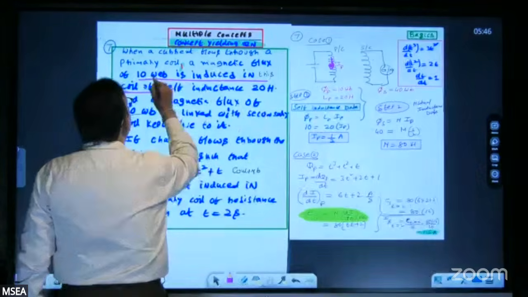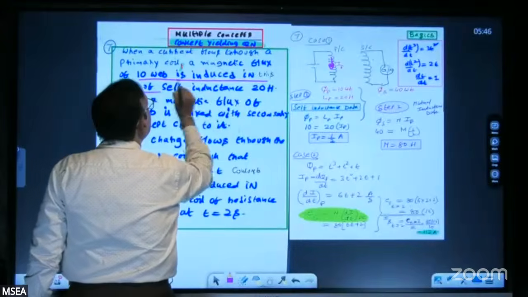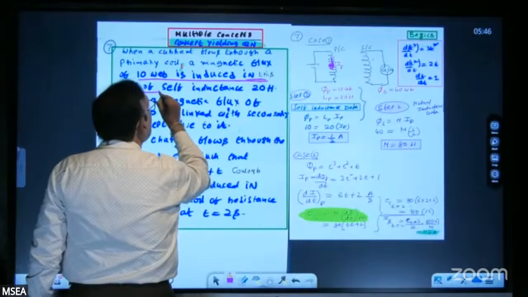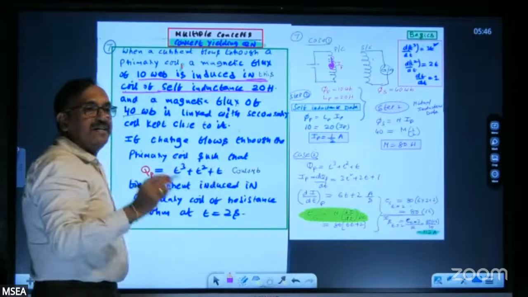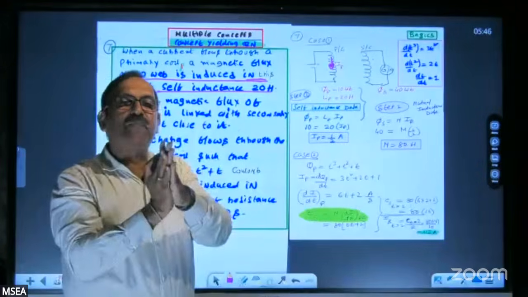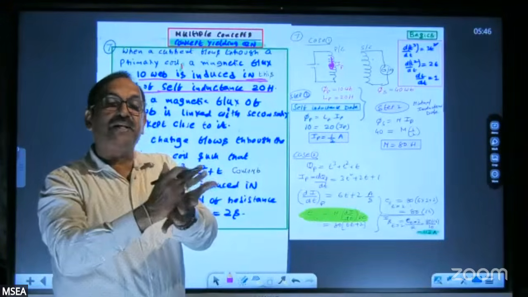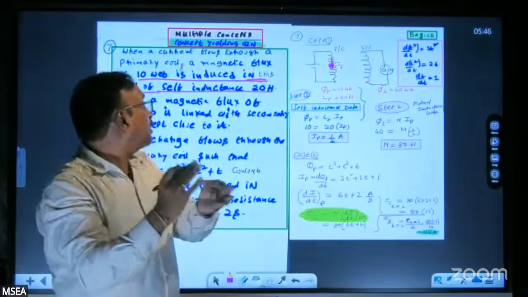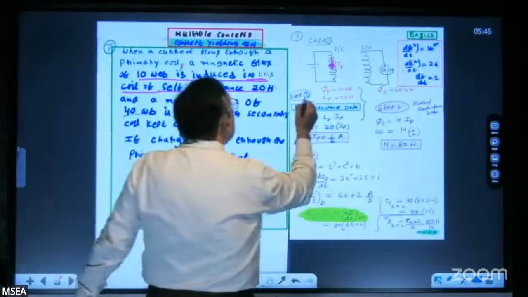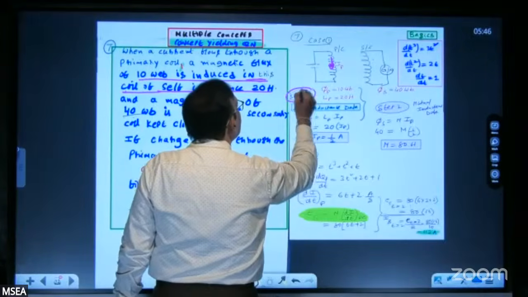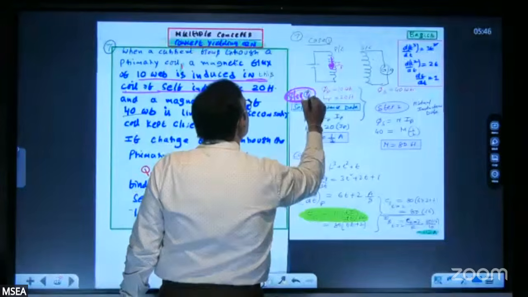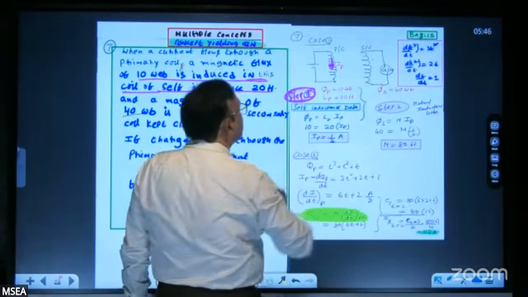A magnetic flux of 10 Weber is induced in a coil of self-inductance 20 Henry. This particular question is an ideal combination of self-inductance plus mutual inductance. Two things put together. Now I have written here clearly step 1. You concentrate on step 1.